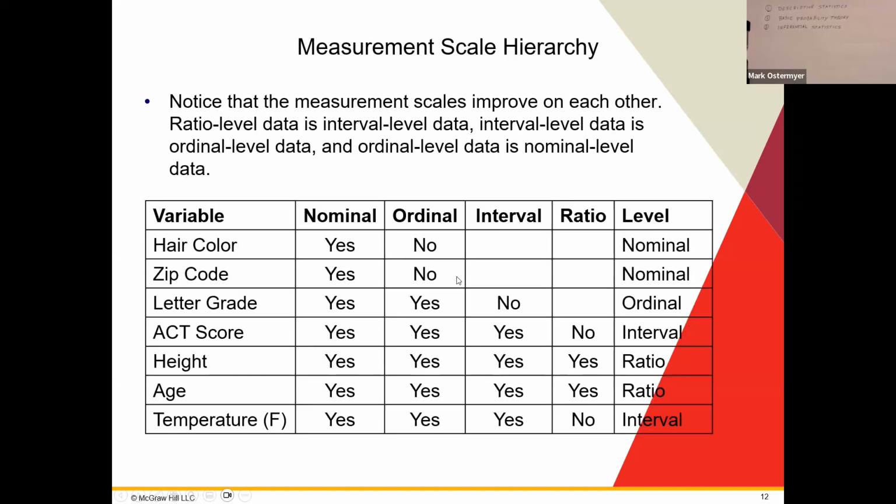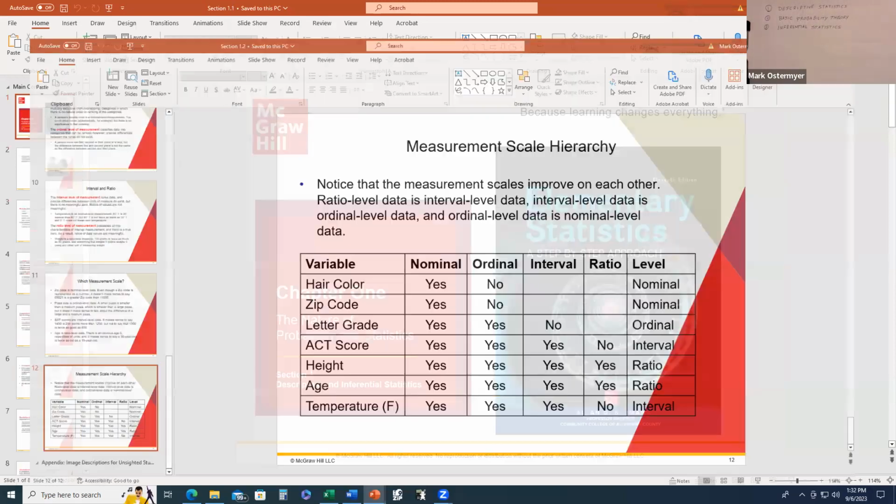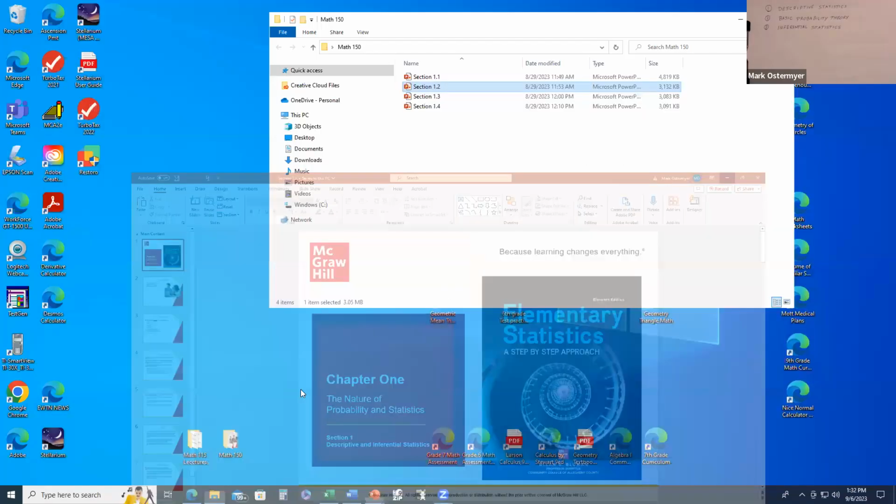Here's some more examples as to what type of level of data they would be here: color, zip code, letter grade, ACT, height, age, temperatures, Fahrenheit. Okay. All right. Again, I will be posting these lectures on Canvas for your viewing.